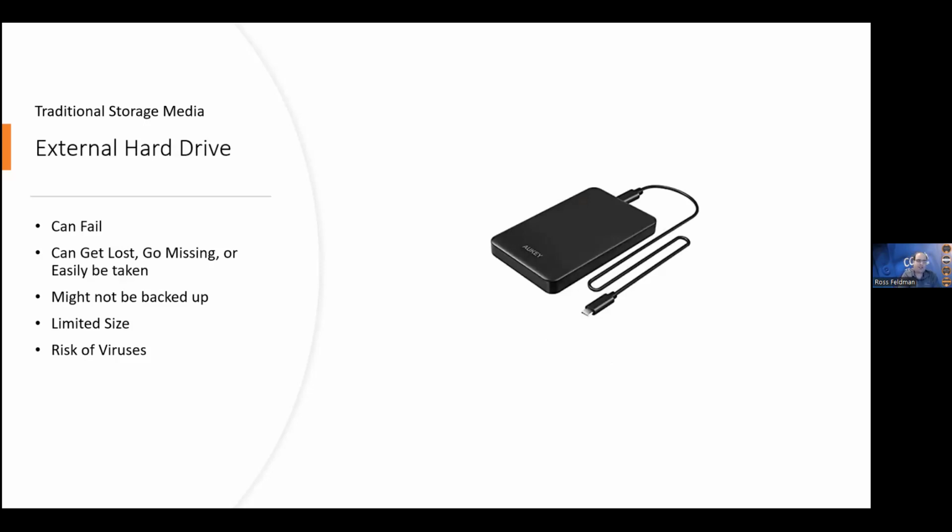An external hard drive is a little physically larger than a thumb drive, sometimes has more storage, but again, with it being a disk that spins, they can fail. Because they're unplugged from your machine, they can go missing. They might not be backed up. They might also have a limited size of how much you can store inside of that thumb drive or that external hard drive. And that same risk of viruses exists with external hard drives. You're unplugging it from one computer, plugging it into another computer. So if one of those computers is infected, it's possible the drive will get infected and you're bringing that along with you.